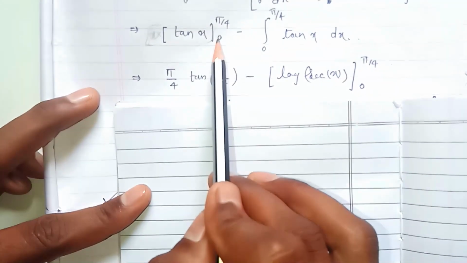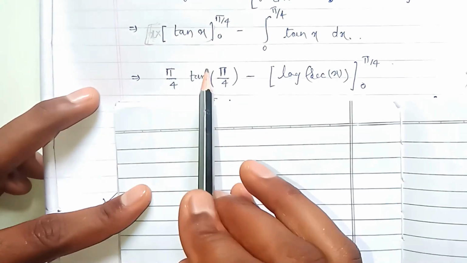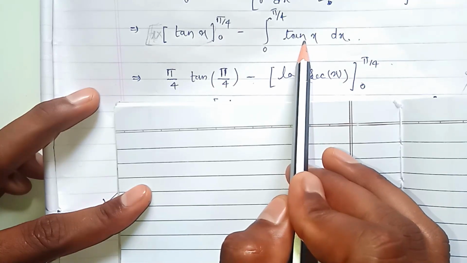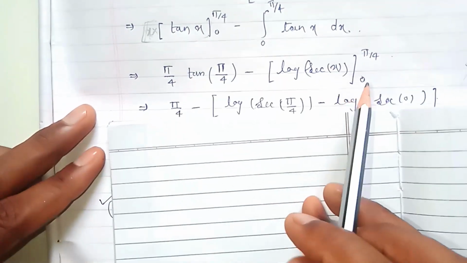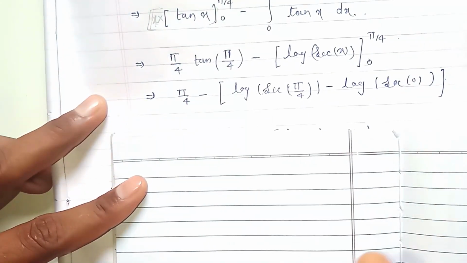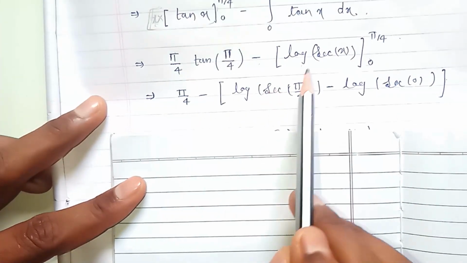That means the negative 0 term goes away from here. Only the term pi by 4 remains. So pi by 4 tan pi by 4 minus again the integration of tan x. Tan x has the integration log of sec x. Apply the limit pi by 4 to 0. Now in the next step we get pi by 4 as it is, tan pi by 4. Tan pi by 4 has the value 1, minus log of sec x.